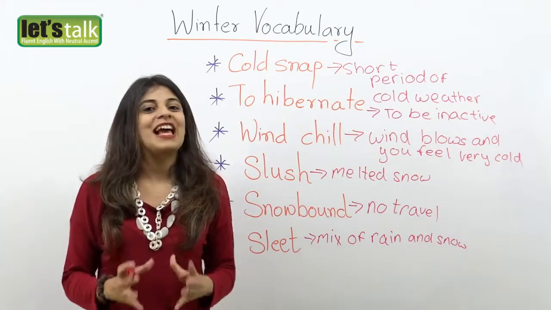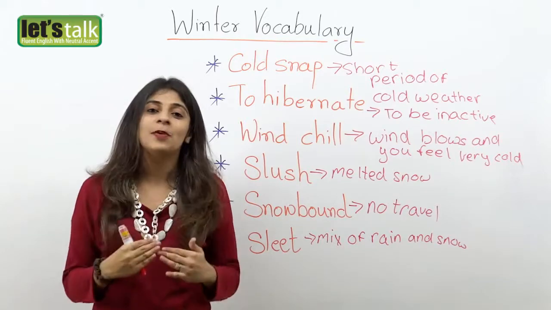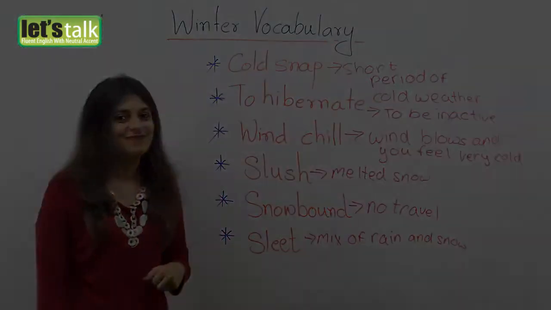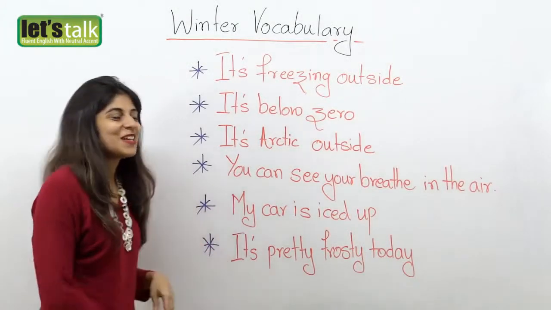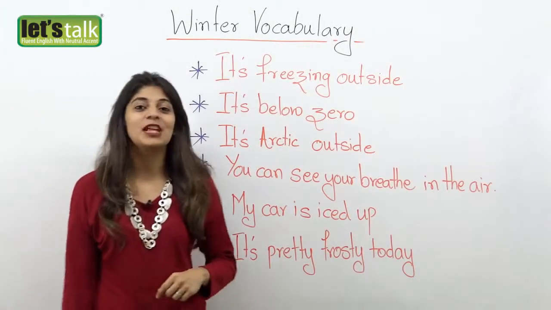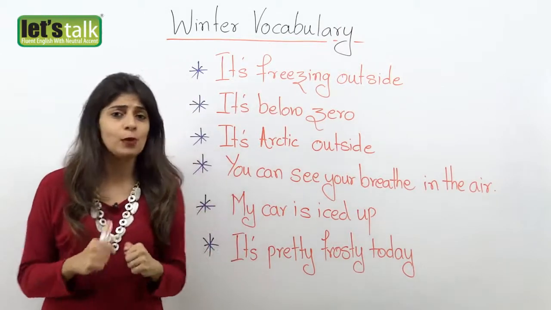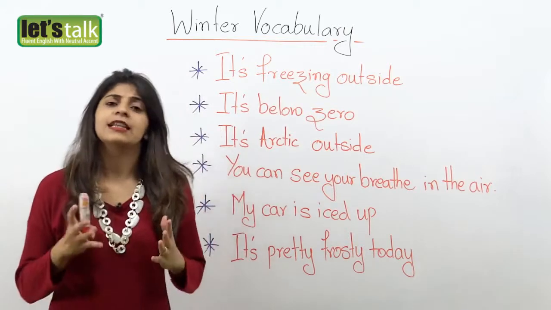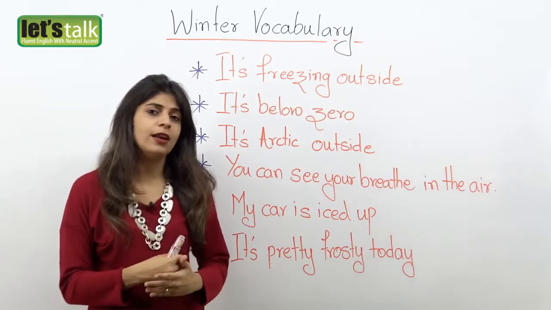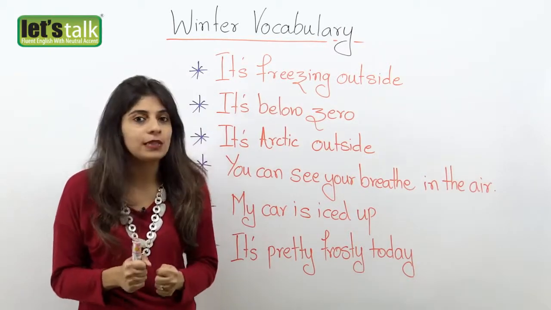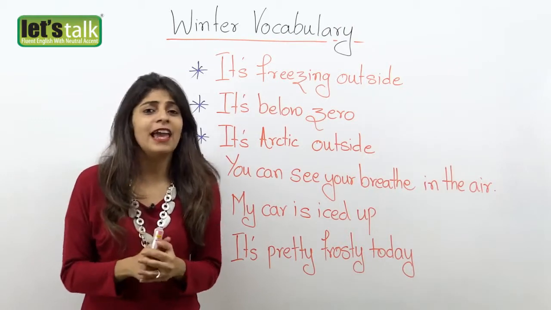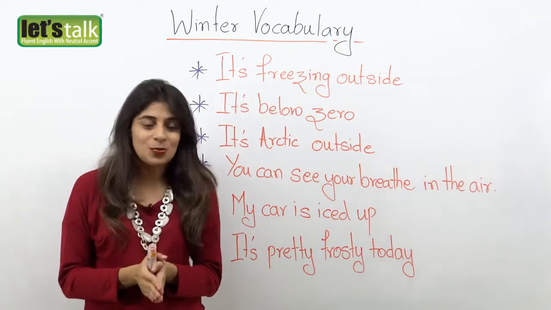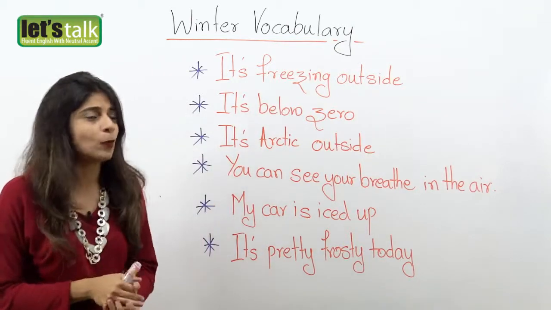And now let's look at some phrases that would help you to tell people that it's really cold outside. Alright, so here are some expressions for you that you can use when it's very cold. It's freezing outside. So this indicates that the temperature has really gone down and it's very, very cold. So if you meet someone, hey, how are you doing this morning? It's freezing today. Which means it's extremely cold.